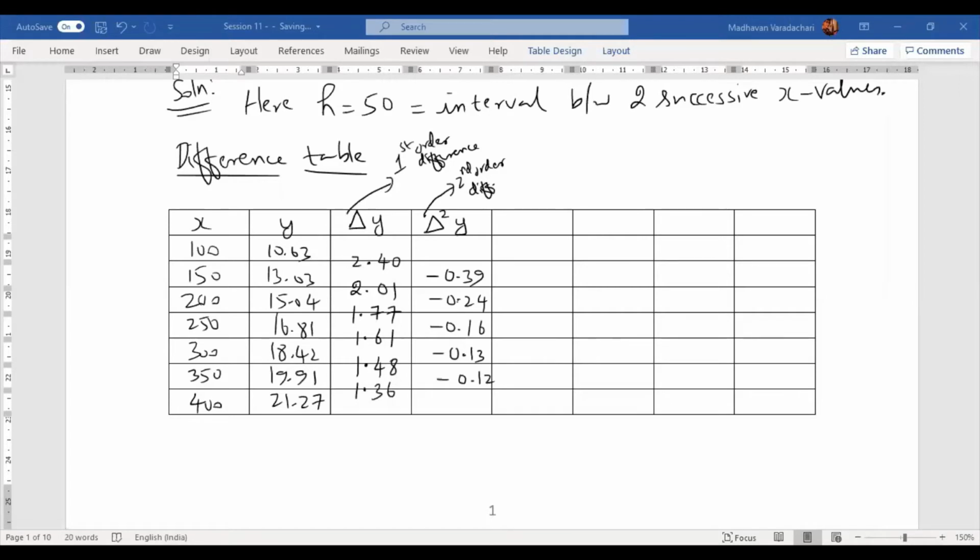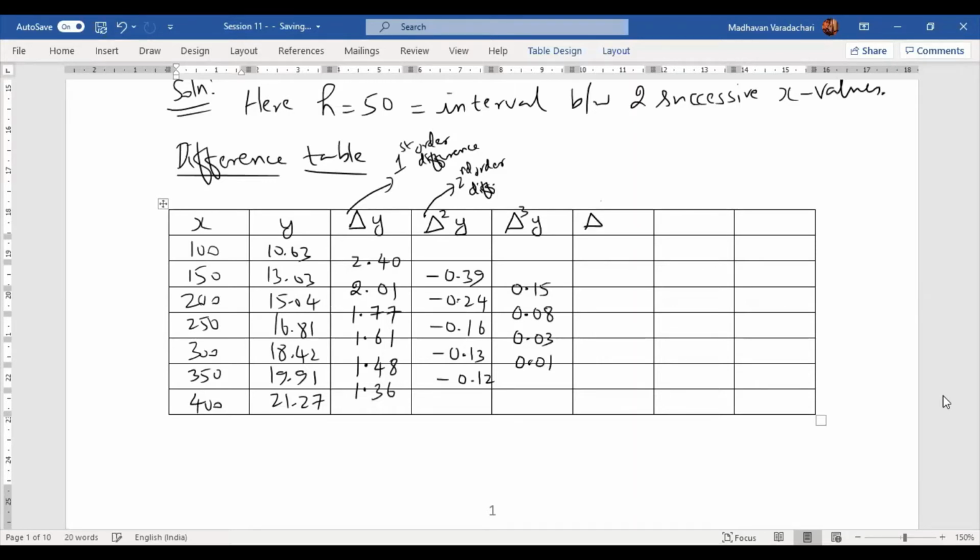Next one, delta cube y. That is the third order difference, which is negative 0.24 minus of minus 0.39. So it becomes plus 0.15. Then the next, negative 0.16 minus of minus 0.24, you get 0.08. Then negative 0.13 minus of minus 0.16. Then negative 0.12 minus of minus 0.13, which is 0.01.